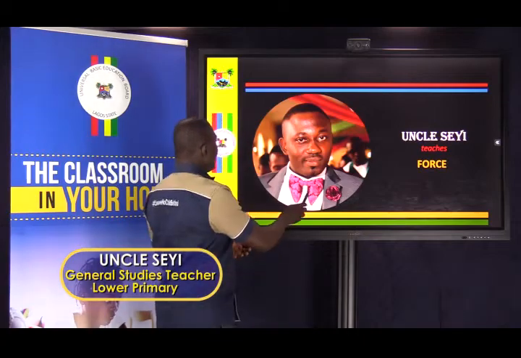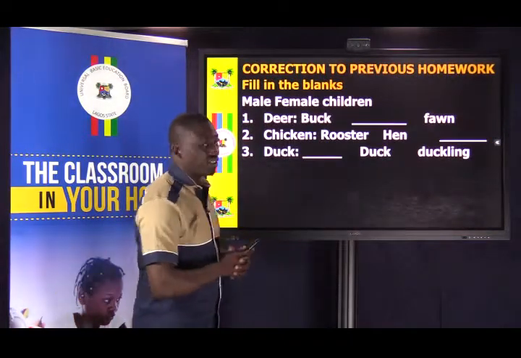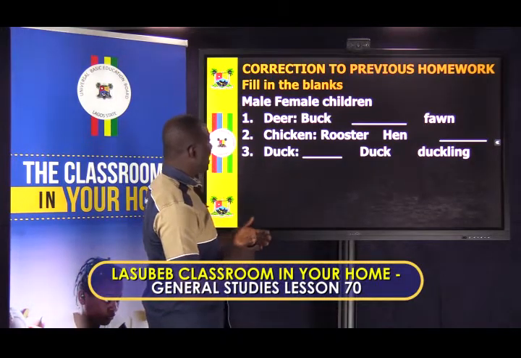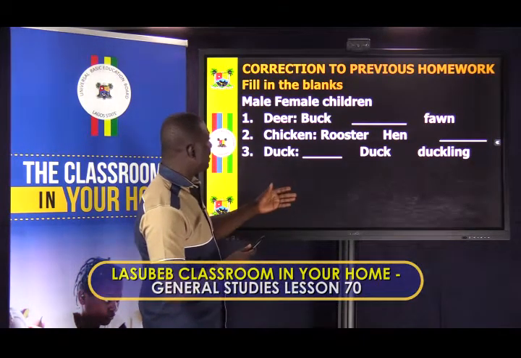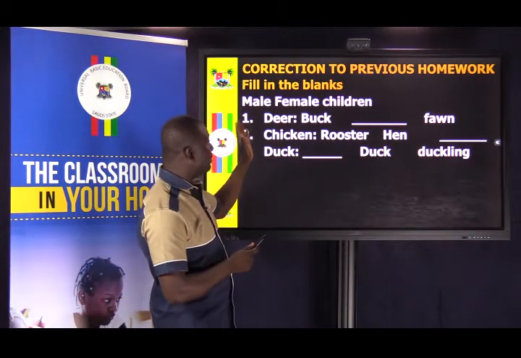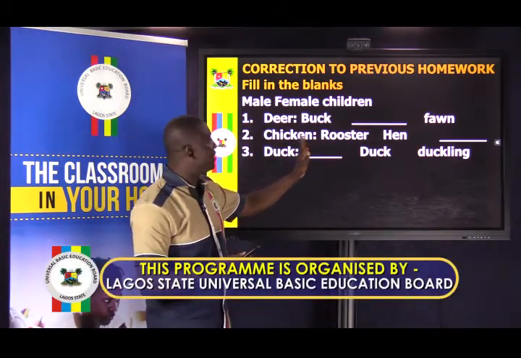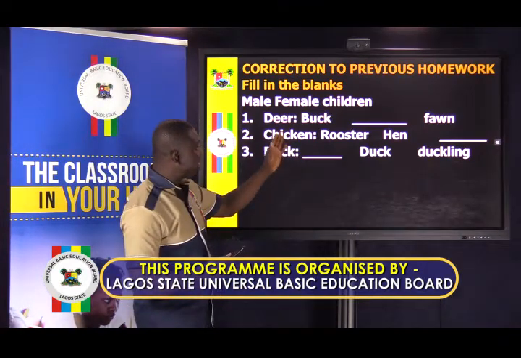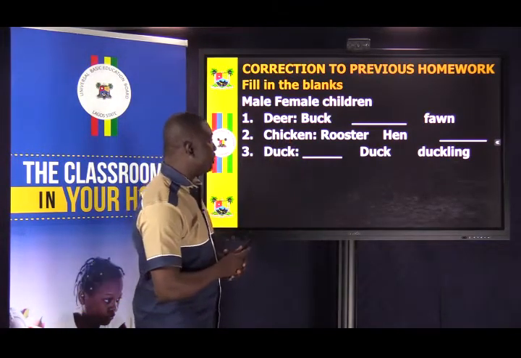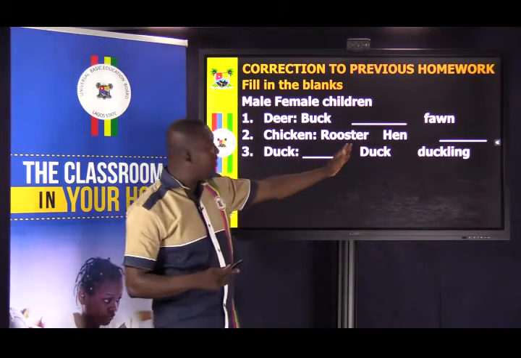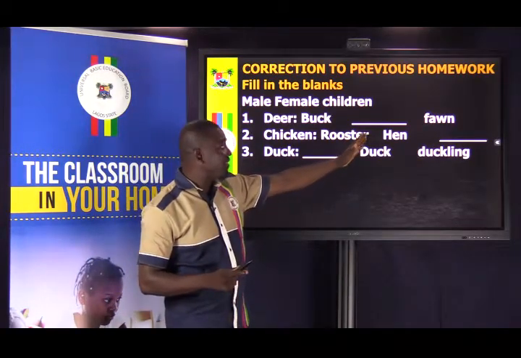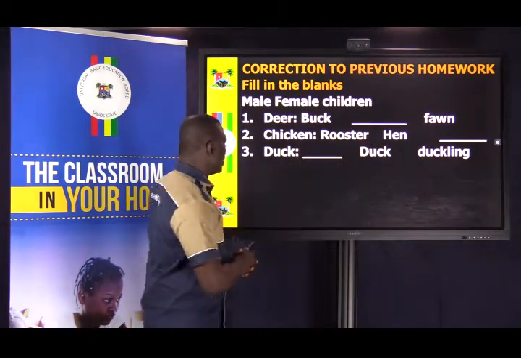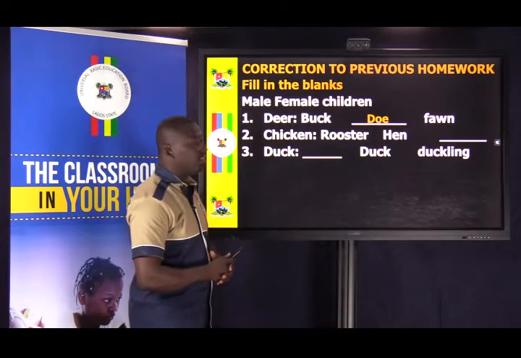But before we move into today's class, let us have correction to the previous homework that you were given. In our last class, you were told to fill in the male, female, and children of these animals. Now we said that a male deer is called buck. What is the female called? And we know that the child of a deer is known as fawn. And the answer is doe.